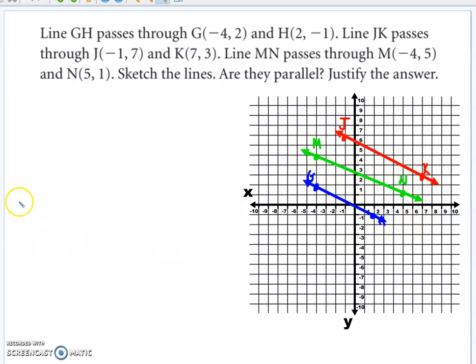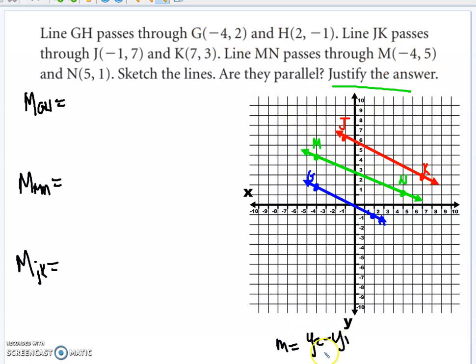Okay? So although we can look at them and see that two of these do look more parallel than the others, we do need to justify, which means we need to show mathematically that they are or they are not parallel. So I'm actually going to find the slope of the line GH, the slope of MN, and the slope of JK. And again, you're welcome to either read the graph here, or you can fill in that formula which we looked at last week, which was y2 minus y1 over x2 minus x1. Maybe we'll use the formula just to stay consistent.